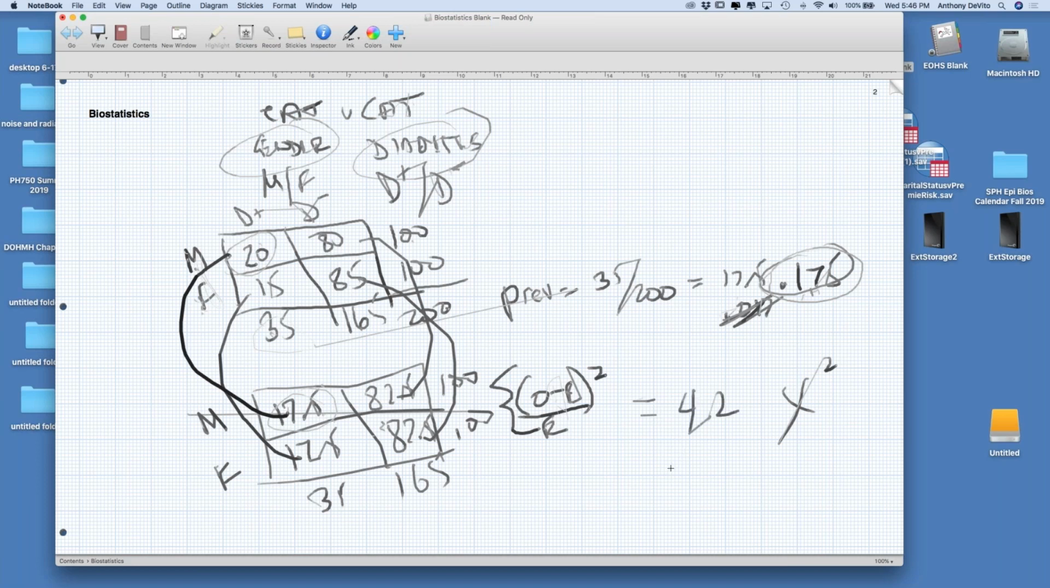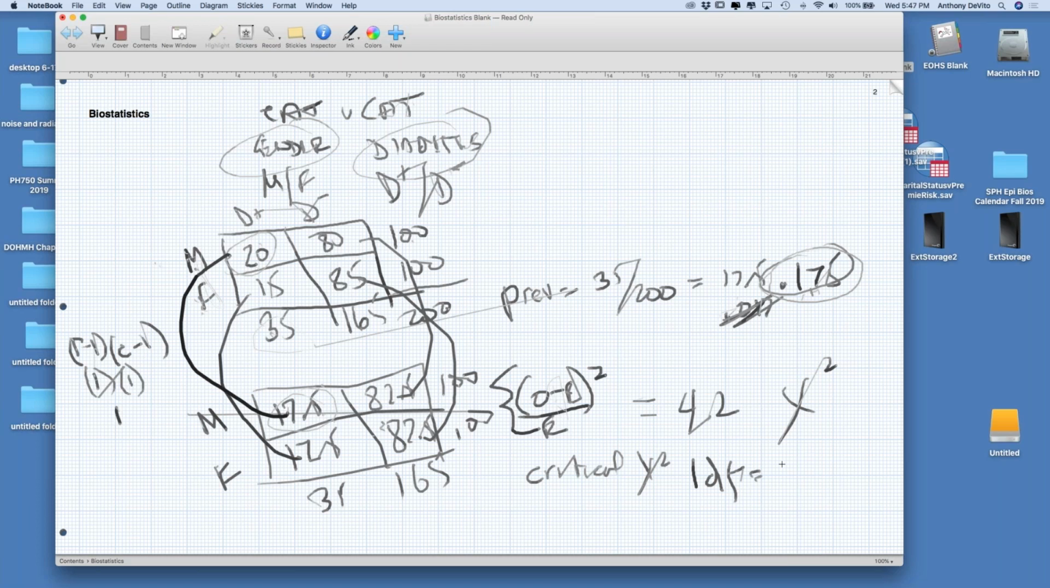Well, then we could go to our chi-square table and look up what the critical value is for chi-square for 1 degree of freedom. Why 1 degree of freedom? Because in this case, our table is a 2 by 2 table, we have 2 rows, 2 columns. So rows minus 1 times columns minus 1 tells you how many degrees of freedom you have. So 2 minus 1 is 1 times 2 minus 1 is 1. 1 times 1 is 1 degree of freedom.